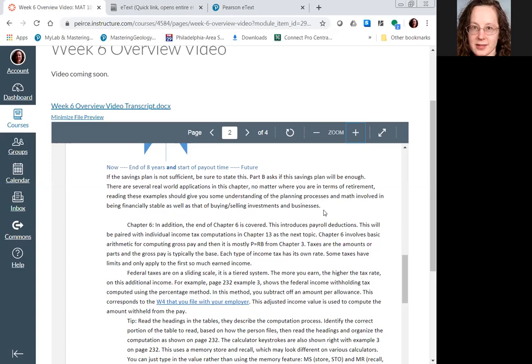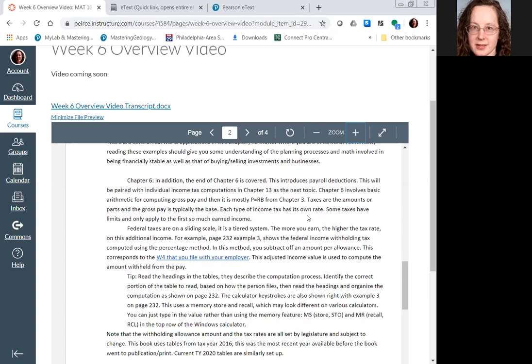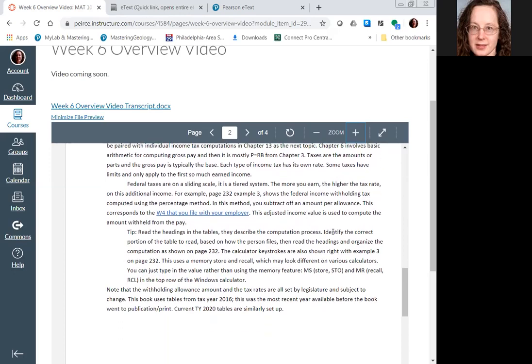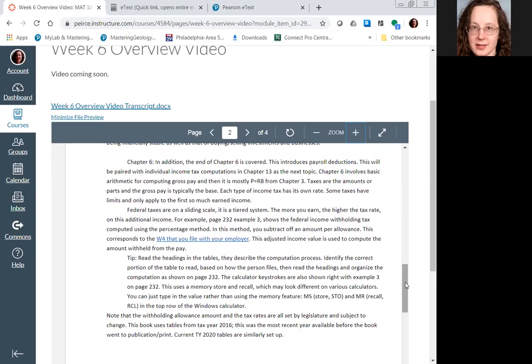After that little bit of annuities in Chapter 11, this week you're also looking at Chapter 6. It might seem a little illogical to go back to Chapter 6, but there's a method to this. In Chapter 6, payroll deductions are covered. And we pair this with the individual income tax computations in Chapter 13, which is what you will do next week.